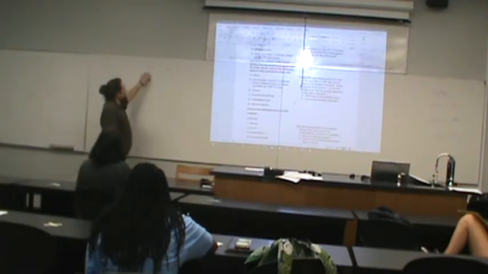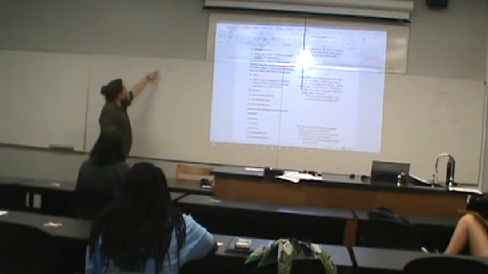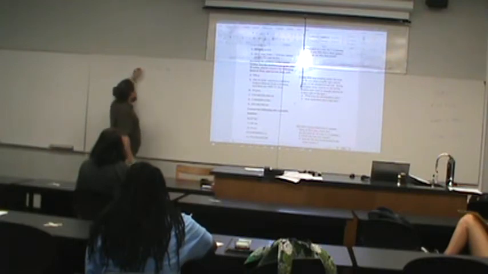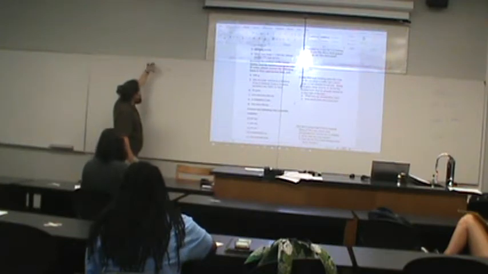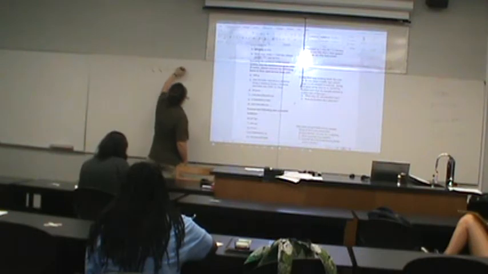But the mnemonic for the 7 base metric prefixes is King Henry died by, the B stands for the base unit, drinking chocolate milk. And these stand for kilo, hecta, deca, not deci, but deca with a K, base, deci, centi, and milli.